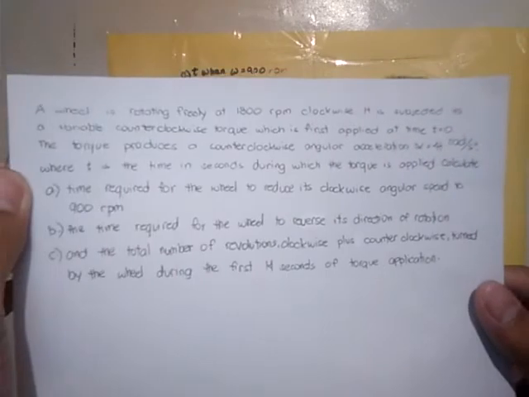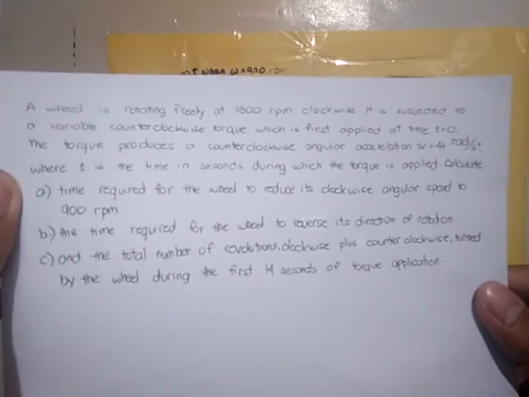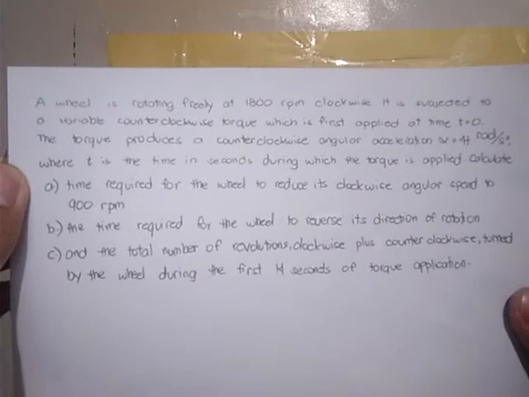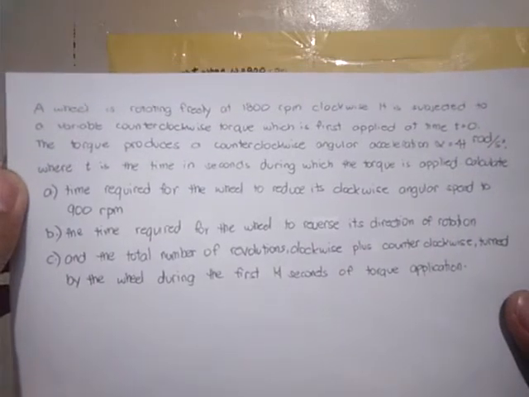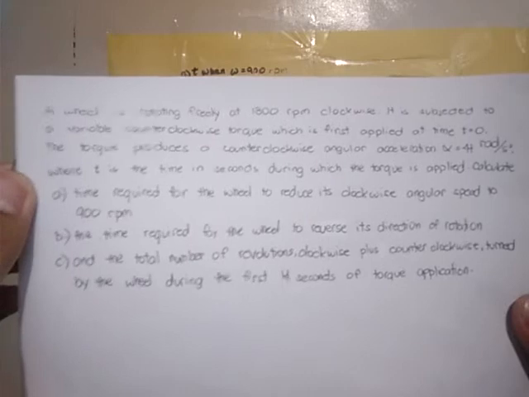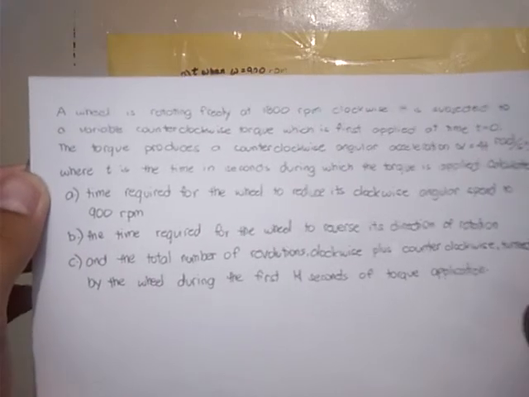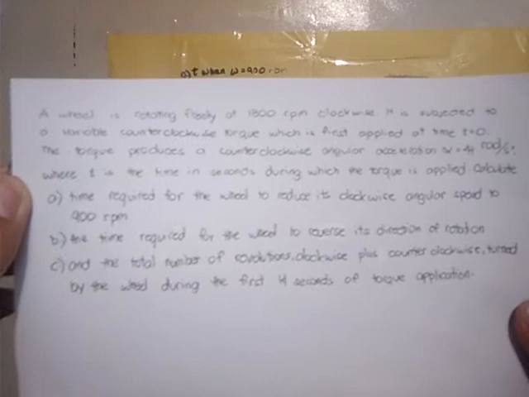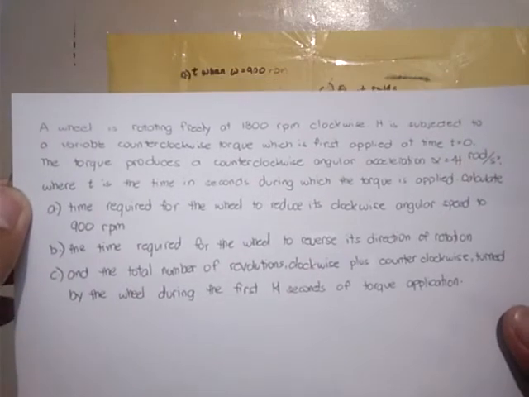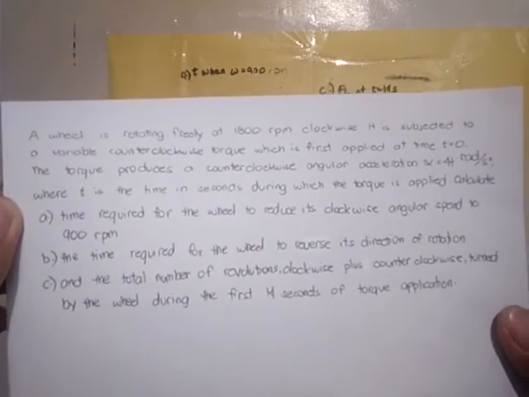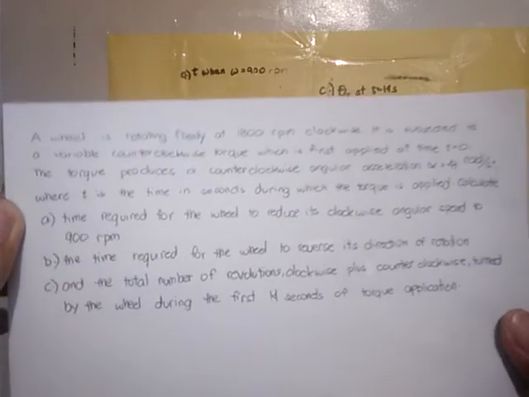Now I will be discussing a problem about the subject dynamics of rigid body. So here is our problem. A wheel is rotating freely at 1800 rpm clockwise. It is subjected to a variable counterclockwise torque which is first applied at time t is equal to 0. The torque produces a counterclockwise angular acceleration alpha is equal to 40t rad per second square, where t is the time in seconds during which the torque is applied.